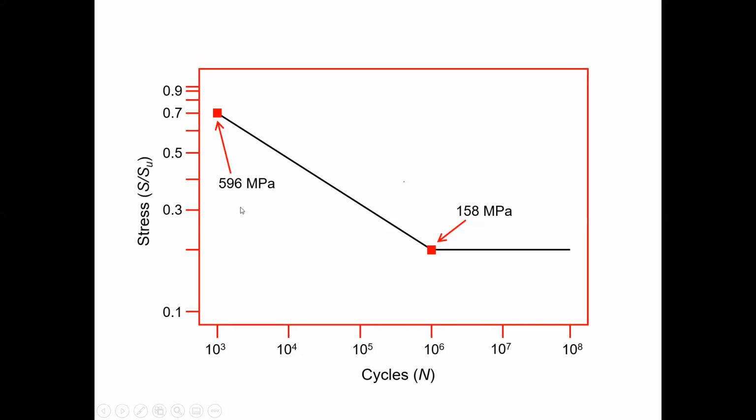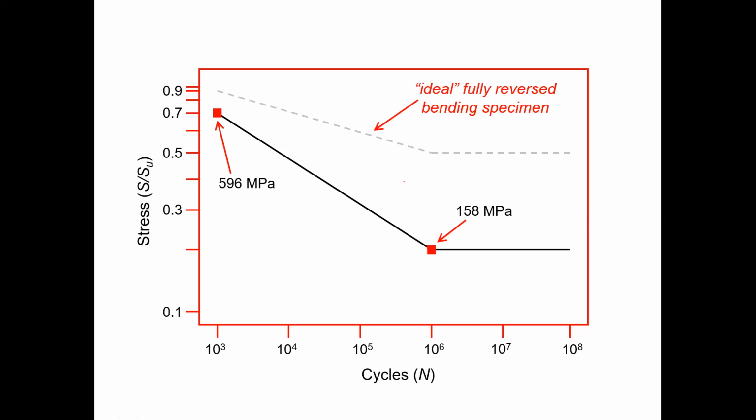SN curve. If they provide a graph sheet, you need to draw this curve with this scale. But even if they didn't provide the graph sheet, at least draw a reasonable curve. I mean, if it is 596, then 158 cannot be somewhere here, okay? It cannot be like this. Some reasonable variation should be there, okay?